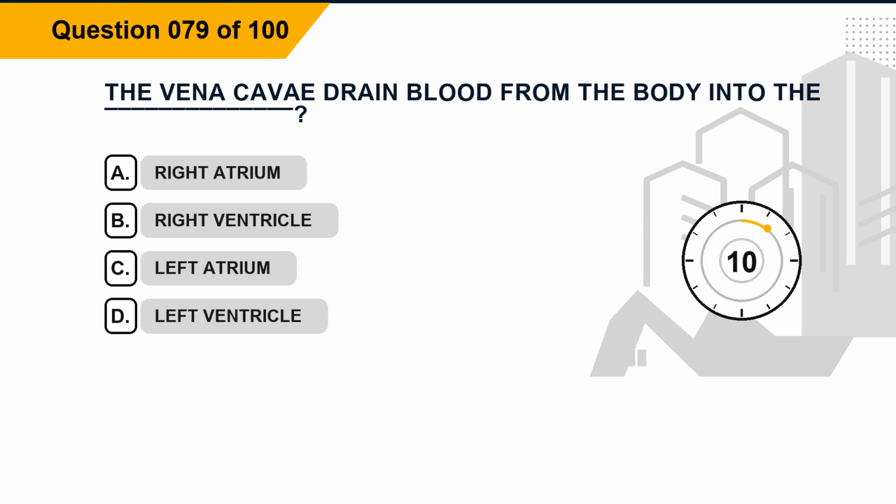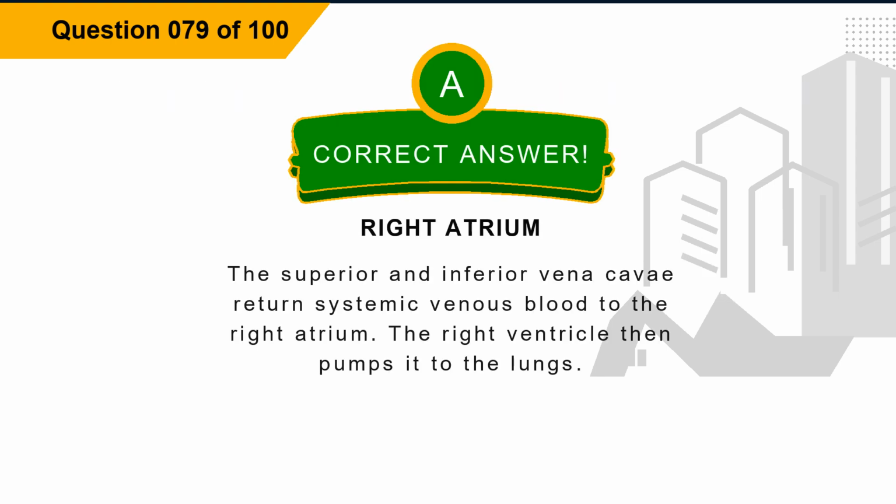Question 79. The vena cava drain blood from the body into the blank? Option A, right atrium. Option B, right ventricle. Option C, left atrium. Option D, left ventricle. The correct answer is option A, right atrium. Explanation. The superior and inferior vena cava return systemic venous blood to the right atrium. The right ventricle then pumps it to the lungs.